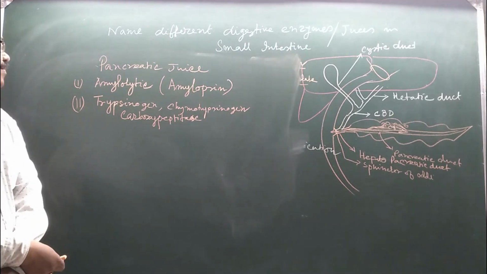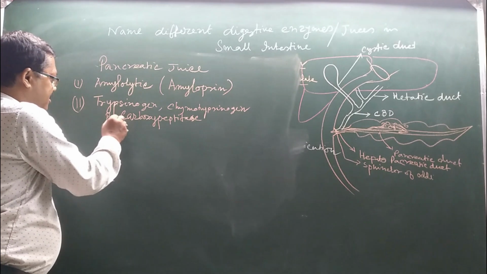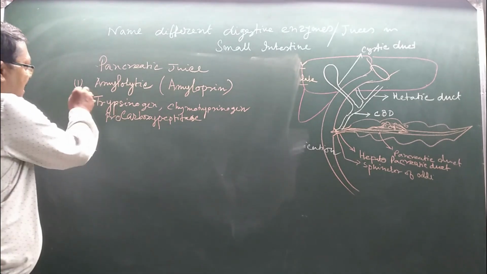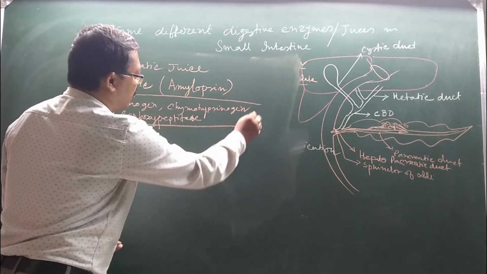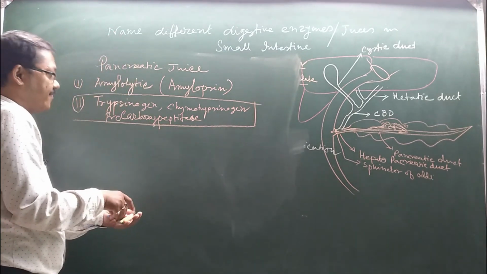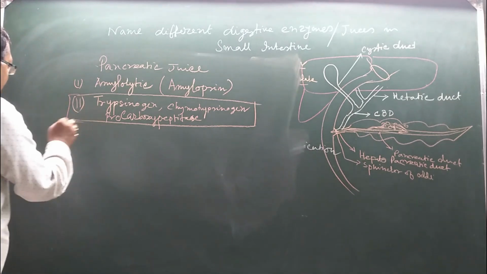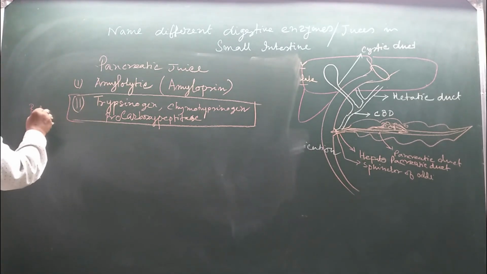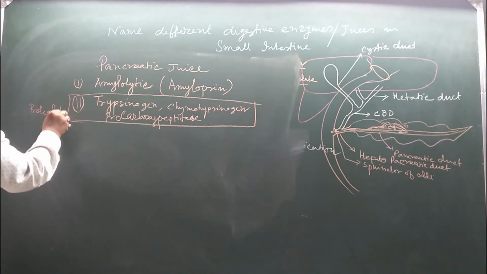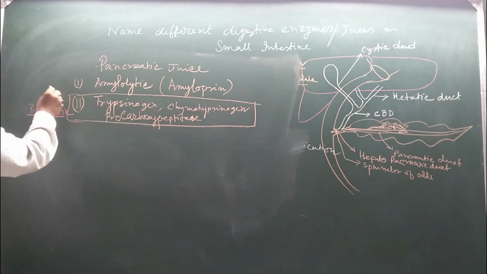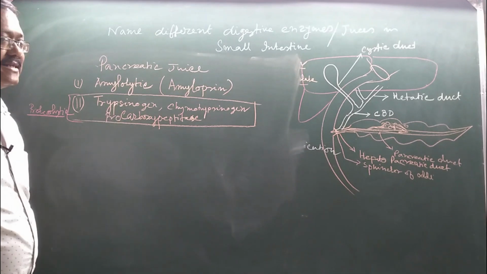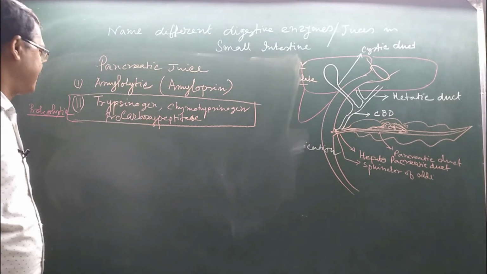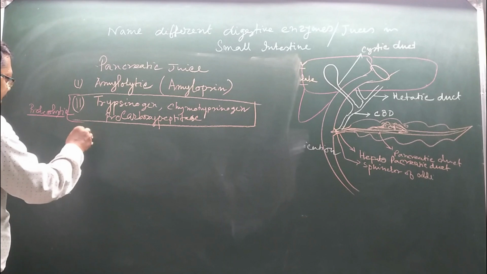Trypsinogen, chymotrypsinogen, procarboxypeptidase. These are all proteolytic proenzymes. The first group is the carbohydrate splitting enzymes, the second the proteolytic enzymes, the protein splitting enzymes. And third is the lipase.